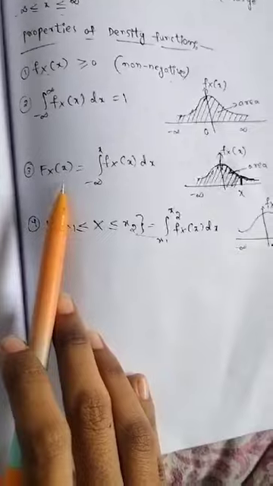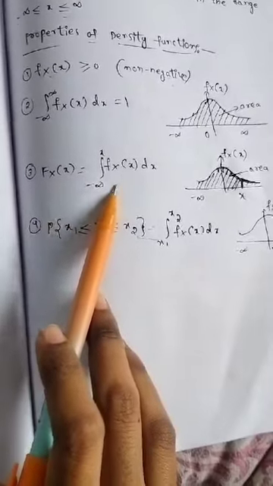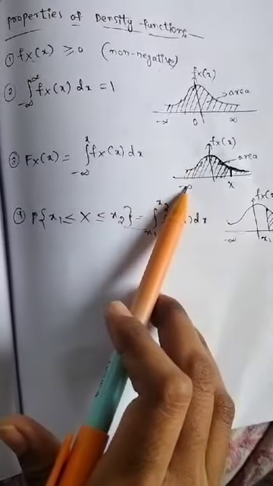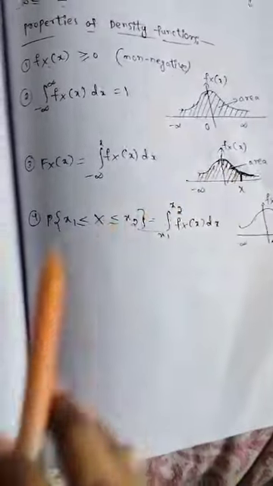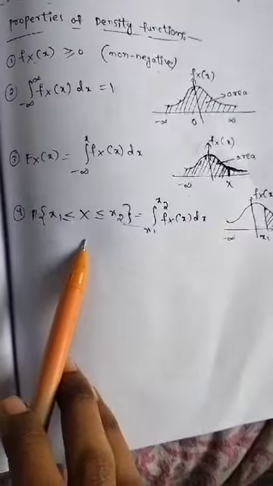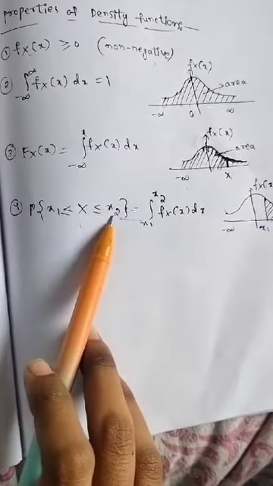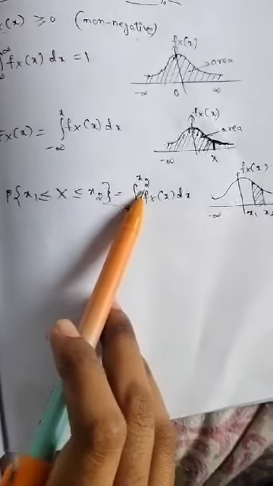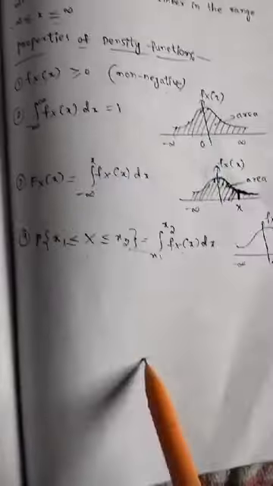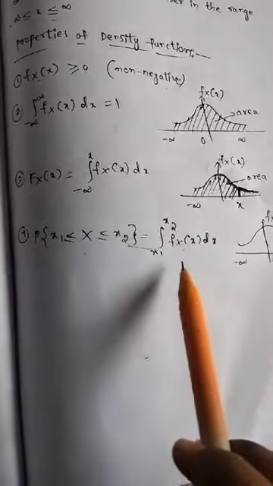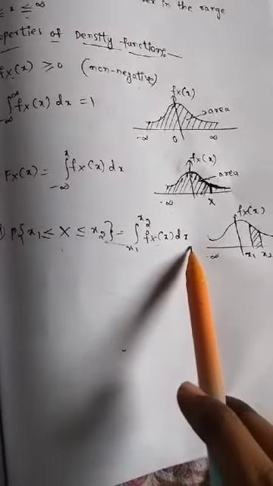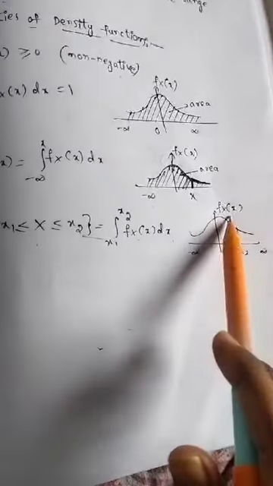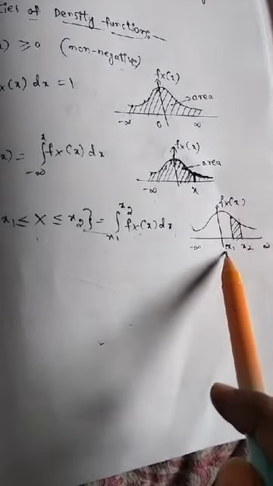The third property is Fx of x equal to the integral from minus infinity to x of small fx of x into dx. It denotes the area under this graph. The fourth one is P of x1 less than or equal to capital X, which is less than or equal to x2, that is the integral from x1 to x2 of small fx of x into dx. That is the area under the graph fx of x between the interval x1 to x2.